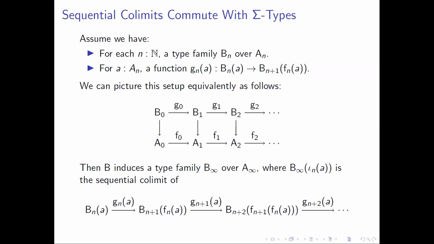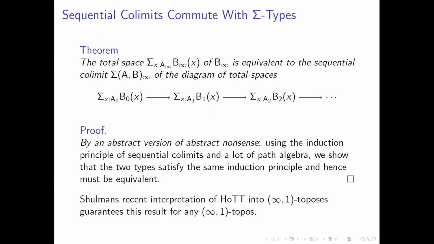Given a setup like this, one obvious way to make sense of it is to combine each Bn with An into a sigma type and ask for a colimit of a diagram like this. We will see that on the next page, where we will have a colimit of sigma types.